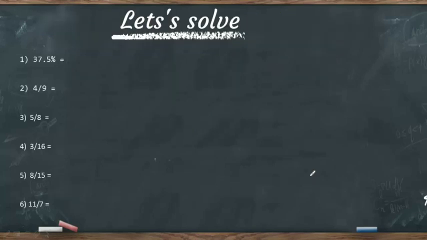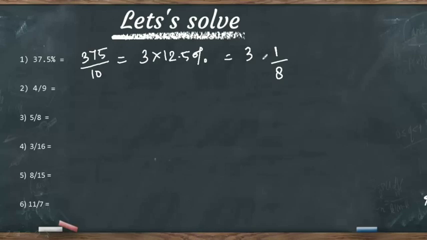Now let's try to do some questions based on whatever we have studied in the first concept. How do I represent the percentage 37.5 in terms of fraction? Well, 37.5 can actually be written as 375 by 10, or it can also be written as 3 times of 12.5 percentage. So here we know that 12.5 percentage is nothing but 1 by 8. So we can rewrite 37.5 percentage as 3 into 1 by 8, which is nothing but 3 by 8.